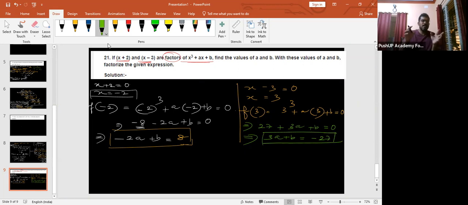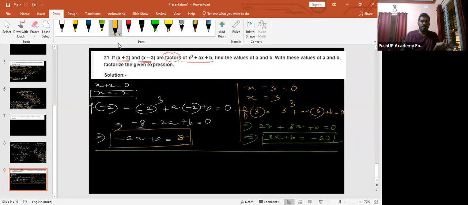So what did you notice here? You got two simultaneous linear equations. And this is the easiest chapter which we have handled in class 9, right? And we know 3 different methods to solve a pair of linear equations. So, no matter how complicated the equations are, you can just go ahead and solve it by any one of the methods. Now, let's write both the equations one after the other. First equation is -2a plus b, which is equal to 8. Second equation is 3a plus b, which is equal to -27.